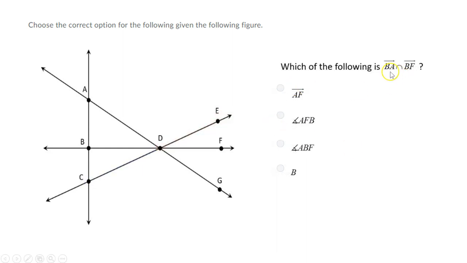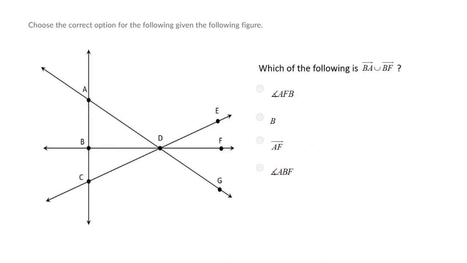Same thing, I have the intersection of ray BA and ray BF. So BA is this ray right here. BF is this ray right here. An intersection, again, is only where the two are basically overlapping each other. I have green only here, I have orange only here. The only place I have green and orange is at this point here, B. And that's why B is the intersection between these two. It's only that one point.